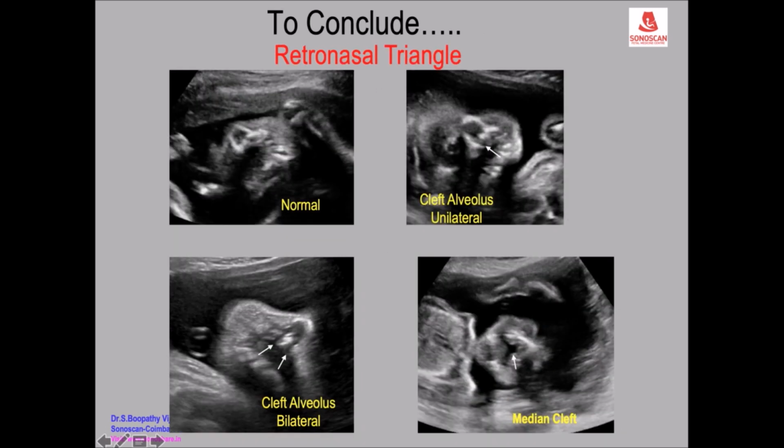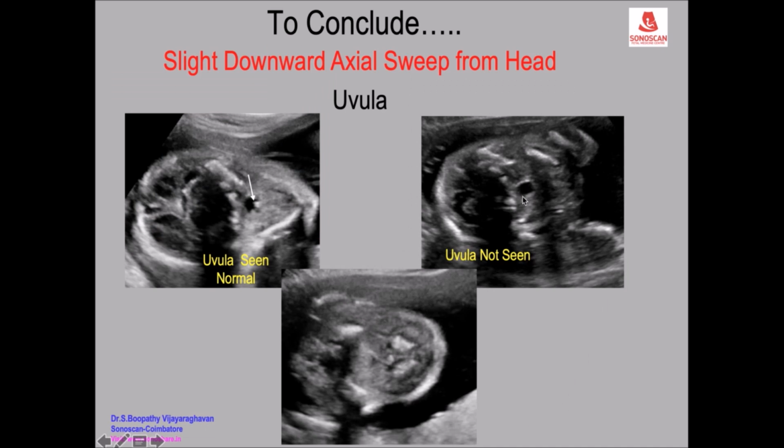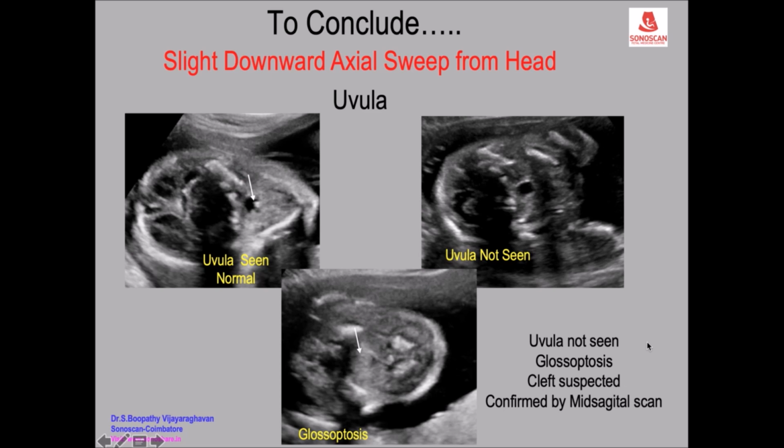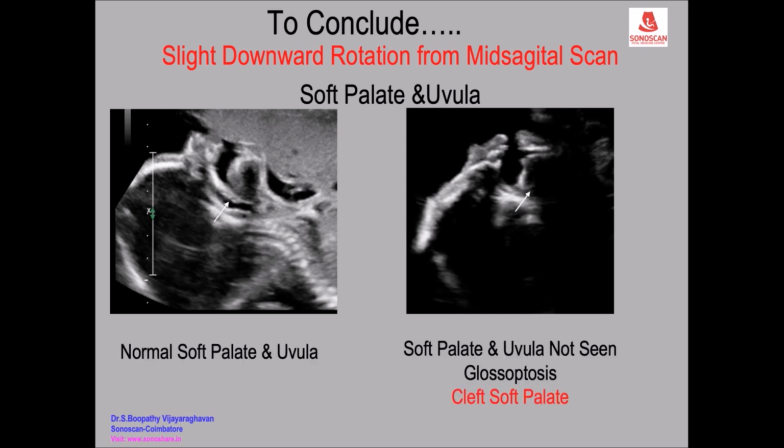So coronal scan of the nose and lips, coronal scan of the retronasal triangle, two essential sections, and the mid-sagittal scan is required according to the guideline. Here the normal sign is missing, so the uvula is not seen, and here you see glossoptosis, tongue occupying the nasopharynx. So when all this is present, then you have to confirm by the mid-sagittal scan that there is cleft of the soft palate. So then the little modification of the mid-sagittal, take the axial sections of the lip and alveolus also.